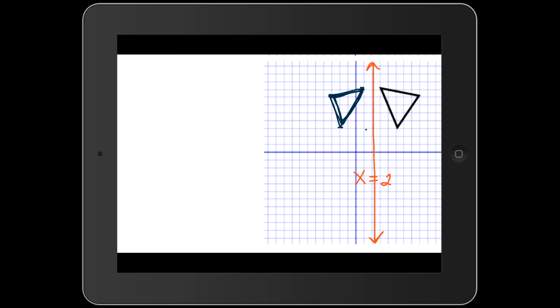So how do I write that rule? Well, really, it's pretty simple. We just did a reflection of the x, y transformed over the line x equals 2. So how do I know that it was a reflection? I know it was a reflection because of the little r. How do I know what I reflected over? Well, I know that by the equation x equals 2. So I know that this image was reflected over the line x equals 2.